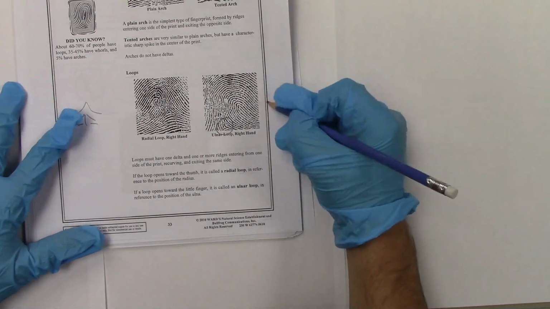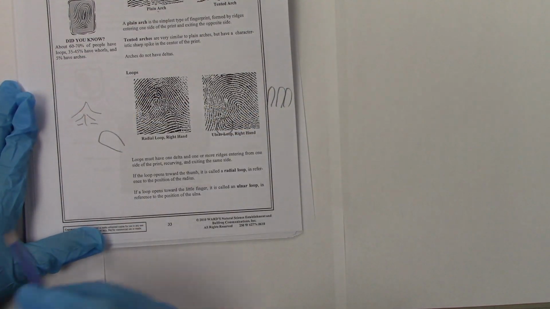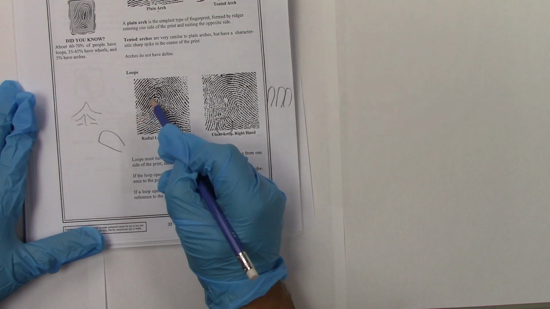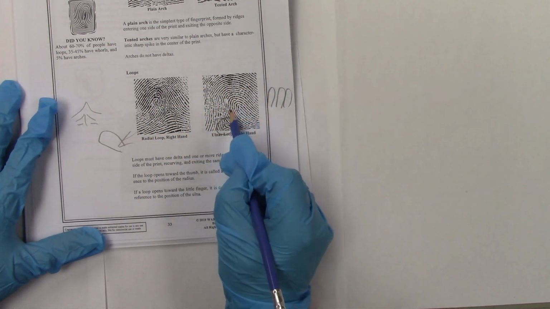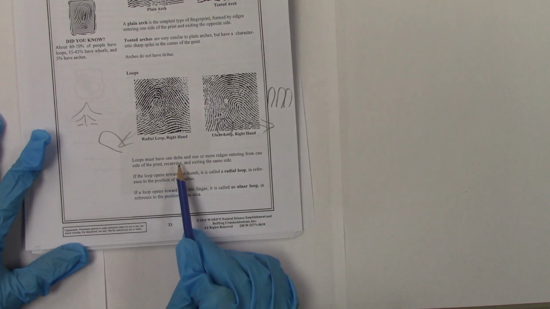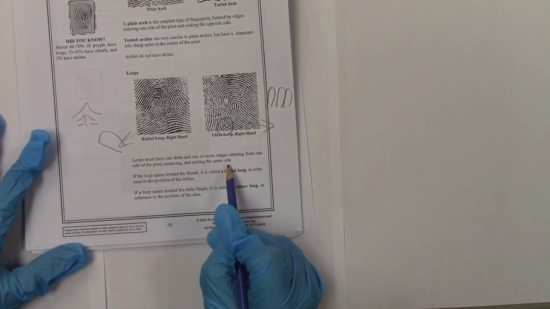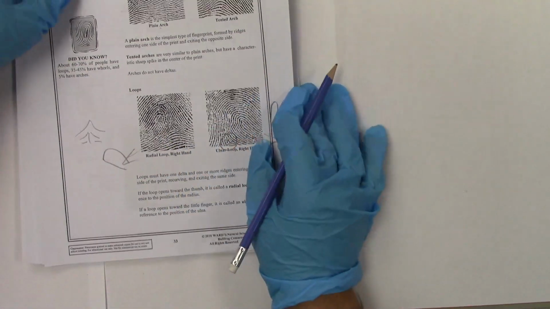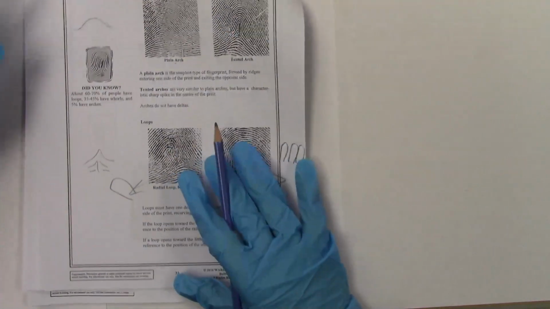Now if this is a hand, the fingers would be here and the thumb would be here. Let's pretend like that. Whether this loop leads towards the thumb or towards the other fingers on the hand is what gives it a different name. Loops must have one delta and one or more wedges entering from one side of the print, recurving and exiting the same side. So it's almost like an arch, but it goes up the arch and then curls back.